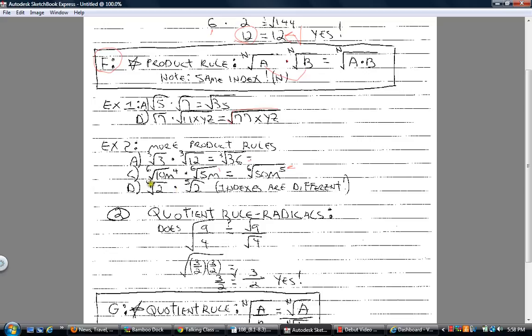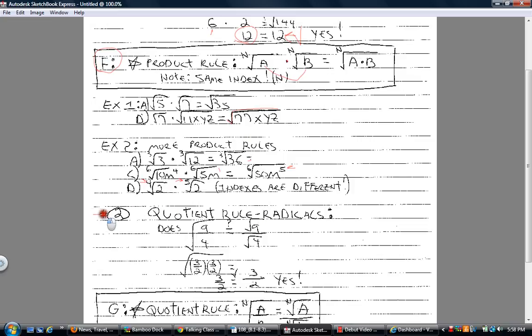Now how about example D. Watch and be careful. Index 4, index 5, can you multiply them? No, you have to leave them alone. Think of them as like different terms. You cannot combine different terms. So you're not combining, in this case you're multiplying. So it's just trying to get the idea in your head.